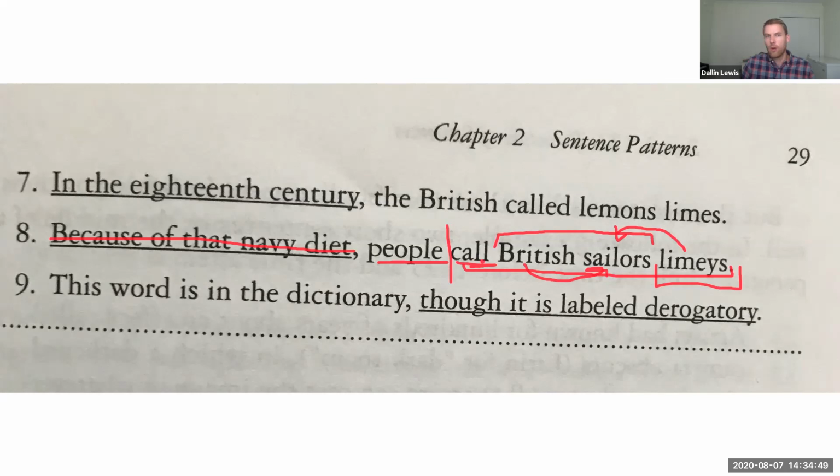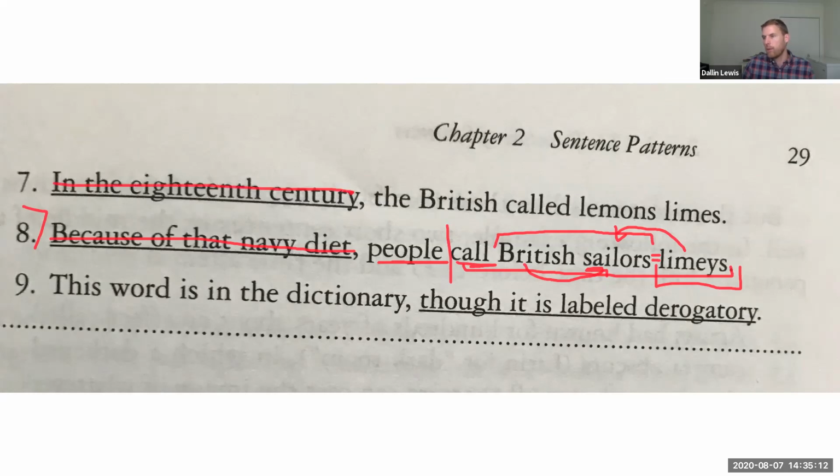Call is a verb that takes not only a direct object, but it takes an object complement, in this case, limeys. It is making an equal sign between limeys and British sailors. So this is a pattern number 7 sentence. I'll go ahead and just compare that to number 7 because this might be a helpful distinction, okay?